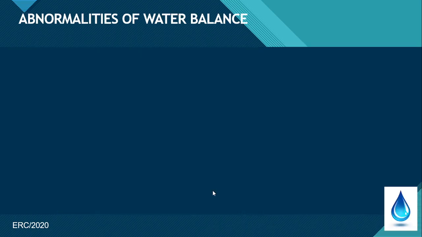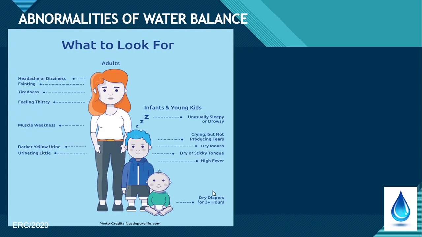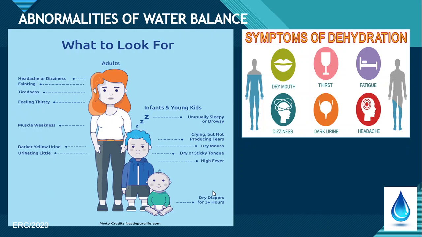Okay, the other abnormality of water balance is of course dehydration. So the typical symptoms of dehydration, we have dry mouth, thirst, fatigue, dizziness, nahihilo ka, concentrated urine, very dark urine, and of course you will experience headache. These conditions become serious if the loss is about 10% of the total body water, and fatal if the loss is from 20% to 22%.